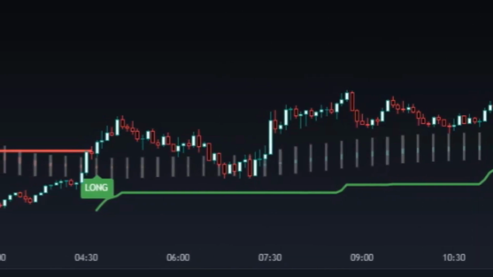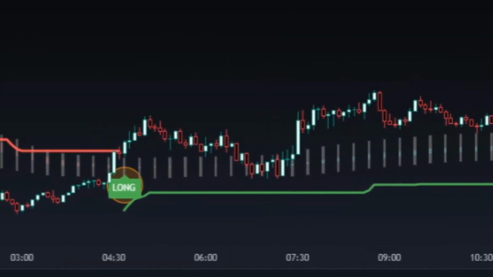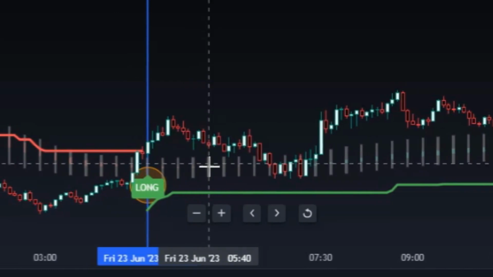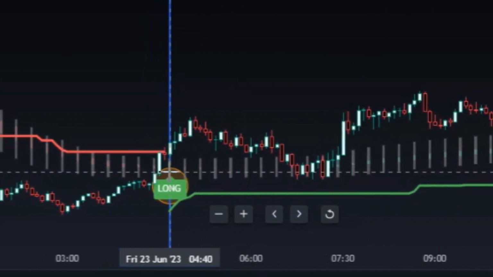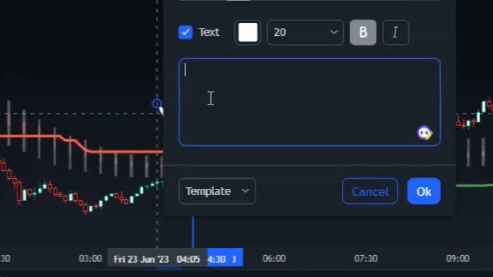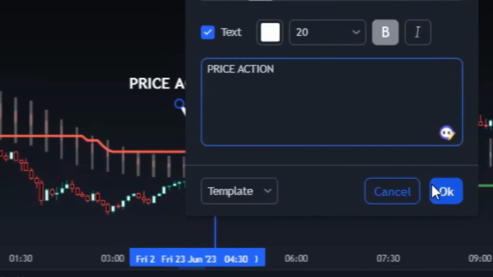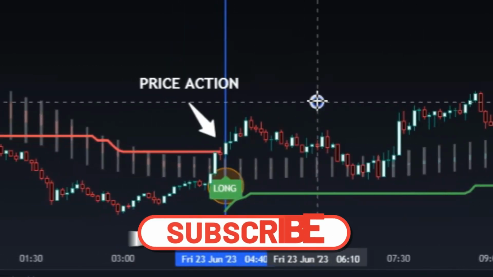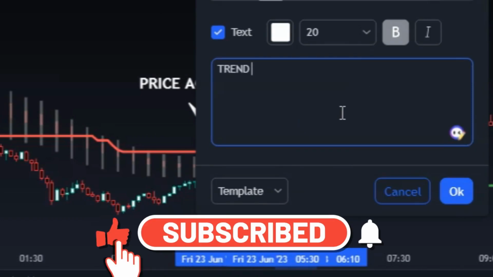Adding the trend indicator to the chart provides an important layer of confirmation for the long signals given by the super trend indicator. When the super trend indicator gives a long signal, we need to confirm that signal by checking if the corresponding candlestick closes above the trend indicator.